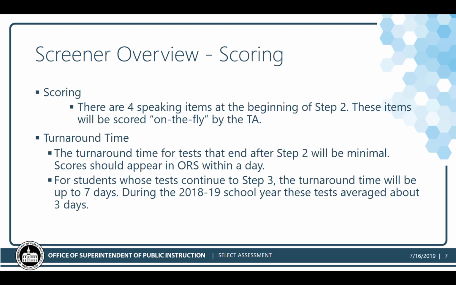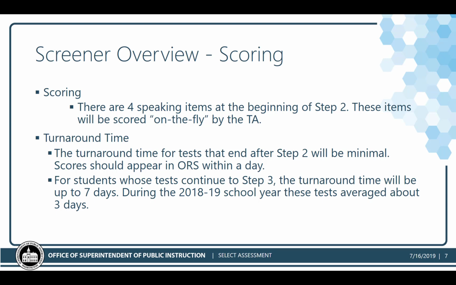Scoring on the ELPA21 Screener will include on-the-fly scoring done by the TA at the beginning of Step 2. These 4 speaking questions will be scored on the fly by the TA on the student's computer once the student has finished all 4 items. These speaking questions are scored on a 0, 1, 2 rubric. The remainder of Step 2 is scored by the computer. Step 3 includes constructed response items that are centrally scored by the vendor, as well as computer-scored items.